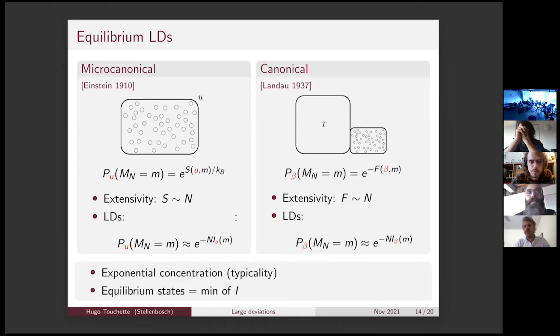Again, this is just a rewriting of what we know in statistical mechanics, but in the language of large deviations, to emphasize that now probabilities are exponential and related to the free energy or to the entropy, depending on the ensemble that you look at. What you get out of this is the exponential concentration again, and the fact that equilibrium states correspond to the minimum of the rate function. On the microcanonical side, if you minimize the rate function, you will maximize the entropy. And this is known. The equilibrium state for the microcanonical ensemble is the state that maximizes the entropy. For the canonical, it's the state that minimizes the free energy. This was known actually from Landau in 1937.